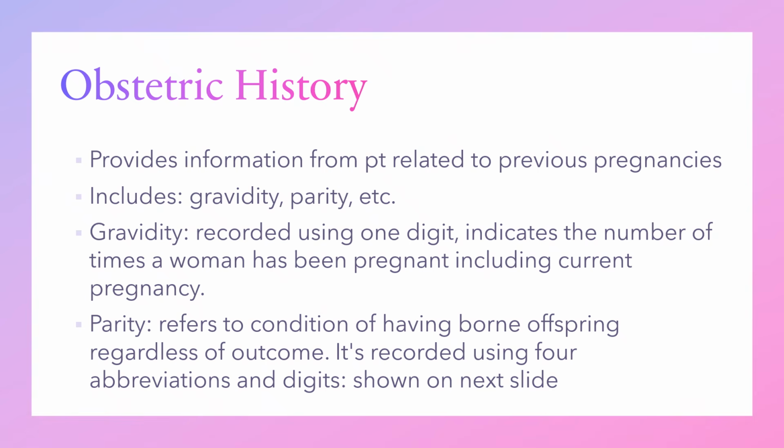Then we have obstetric history, which provides information from patients related to previous pregnancies. So it includes gravidity and parity. Gravidity is recorded using one digit, and it indicates the number of times that a woman has been pregnant, including this current pregnancy. And then parity refers to a condition of having born offspring regardless of the outcome. It's recorded using 4 abbreviations and digits, which are shown on the next slide.